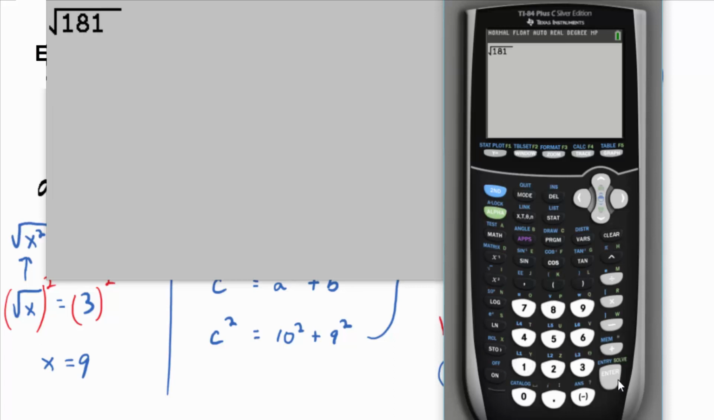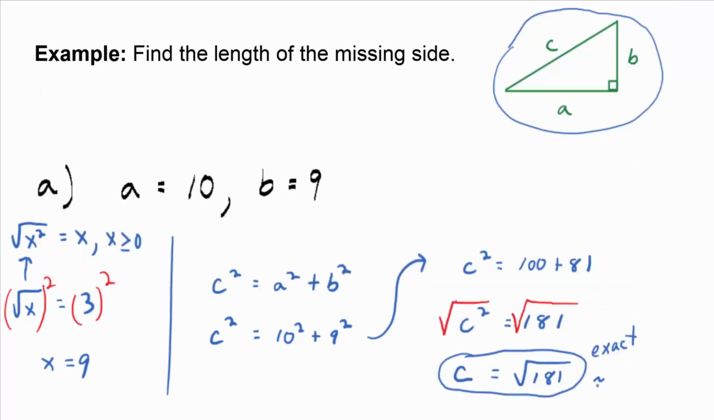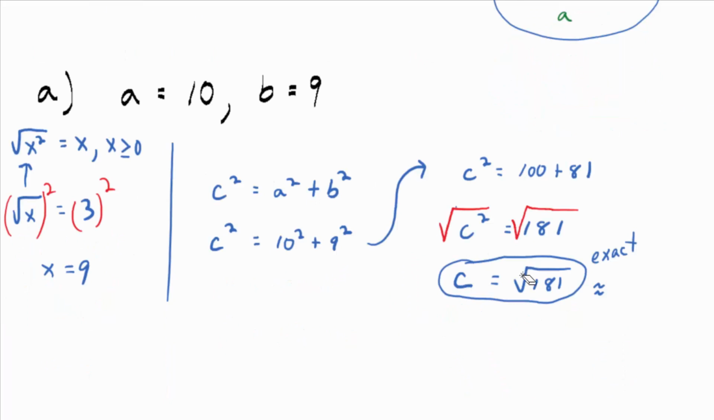181. You get about 13.45 if you round to 2 decimal places. And I'll say on the test how far I want you to round. So the approximate answer, let's actually put the approximate answer down here, is 13.45. So this is nice because it's exact, but it's also important to be able to get an estimate or an approximate answer.